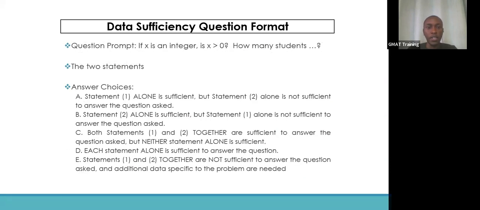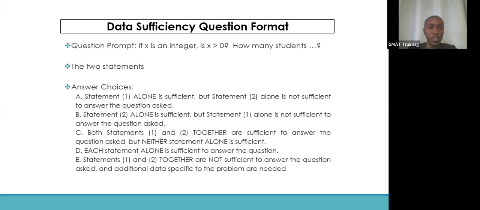So we can have the DS questions for some of us who are dealing with the data insights, and the problem solving for those doing the classic, which is already faded out by the time this video is out. So in this case, we're dealing with those who have the DS questions in the data insights section. This is the format of the DS question.